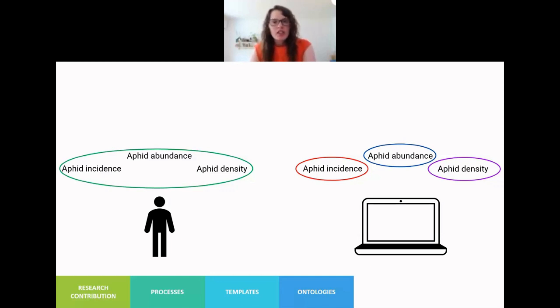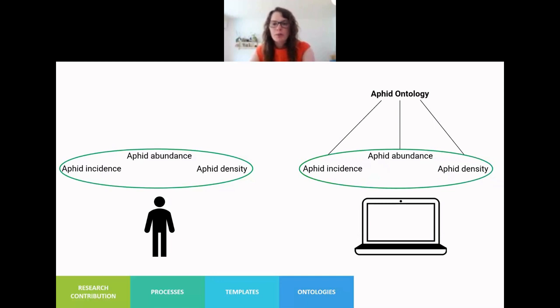And this is where the ontology comes in. So if we map these terms to an ontology for aphids, it becomes clear to a machine that all of these concepts somehow relate to aphids. So now if I go into the ORKG and I say, hey, ORKG, give me all the information you have on aphids, I'll recover all of this data.